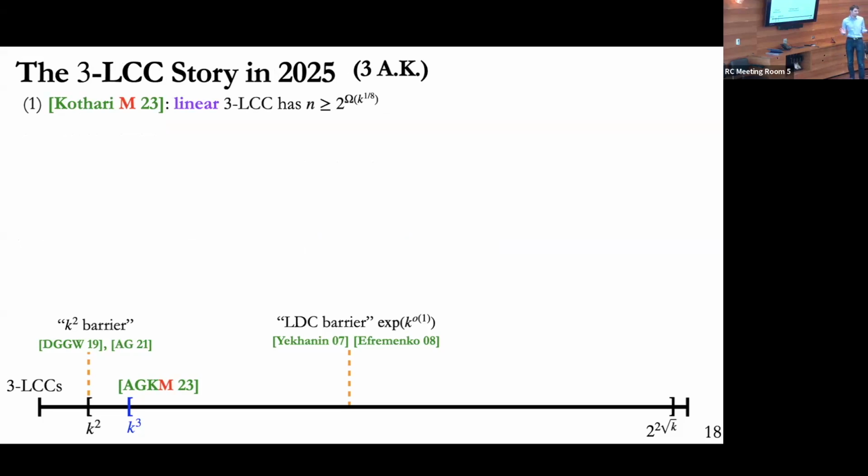But all the codes I've shown you so far have been linear, so let's just roll with it and see what happens. So the lower bound is 2 to the k to the 1/8, which is up here. It's beyond this LDC barrier. In particular, we're separating 3 LDCs and 3 LCCs, because we're proving that there is a 3 LDC that has a block length that's shorter than the best possible LCC. In fact, it's shorter by quite a bit.